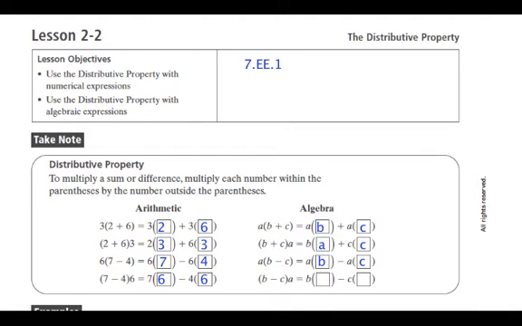And for the last one, a is after the parentheses, but we're still going to distribute it to each term. So you end up with b times a minus c times a.